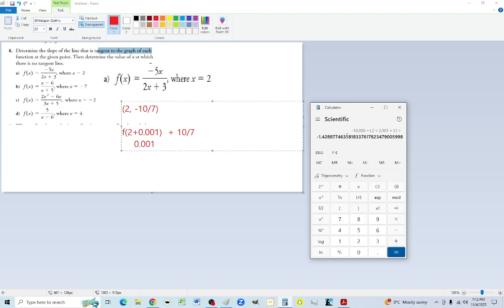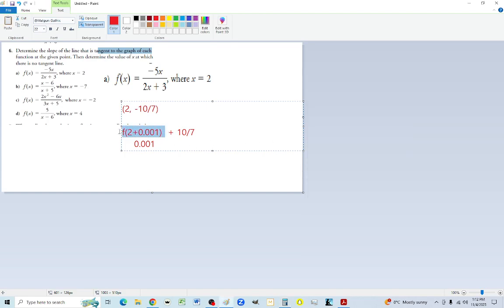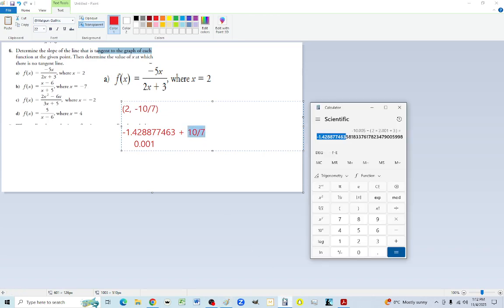And there we get. And now remember, it should be quite close to the other one. And in this case, it is. And since the other one we need to convert it to, we're going to take this and we're going to add 10 divided by 7 and click equals.